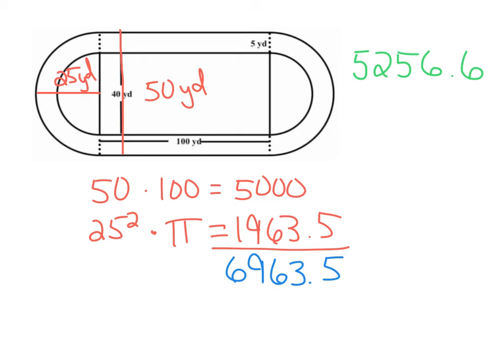6,963.5. But the question is, how big is the running track? That's what we're really interested in. It's this space all the way around here. So what we need to do is subtract out the area on the infield grass.